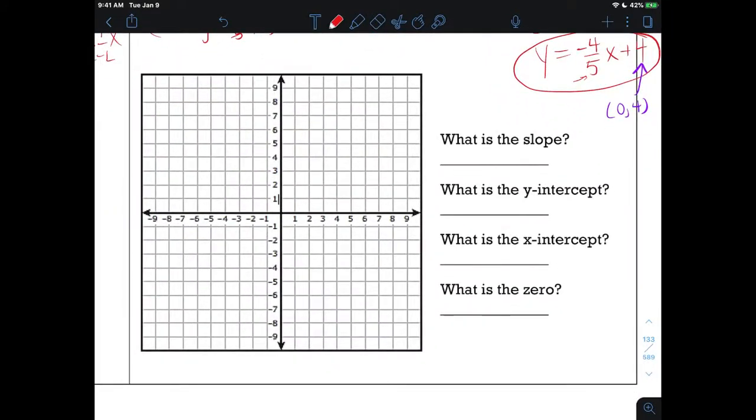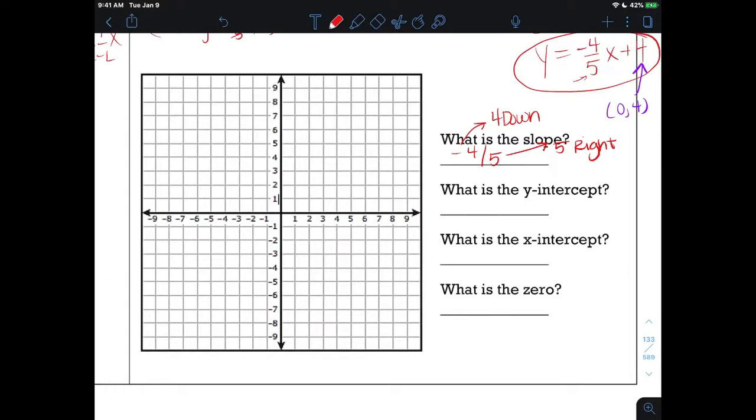So first of all, what's my slope? That's the number that's touching my x, so -4/5. Now, that -4/5 is going to tell me 4 down, 5 right. Now, how exactly do I remember that? Well, the top is y, bottom is x.